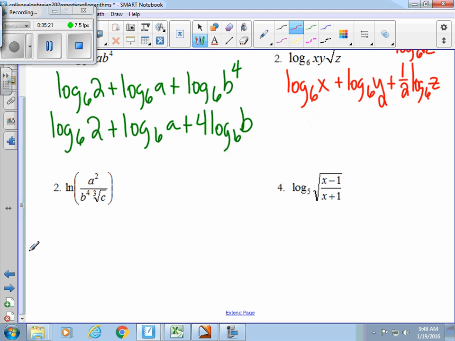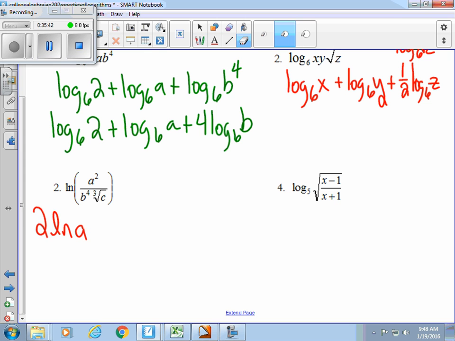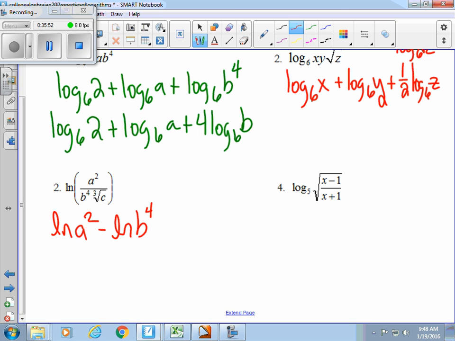Do you still need to know properties of exponents? And what about this? Okay, 2 ln of a. We're skipping steps again. Does anyone need me to not do that? Okay, so let's go ahead and just do natural log of a squared minus. Okay. Any questions on how she did that?